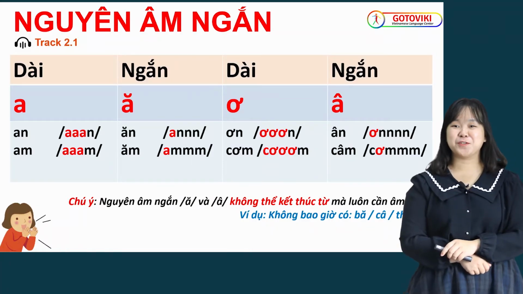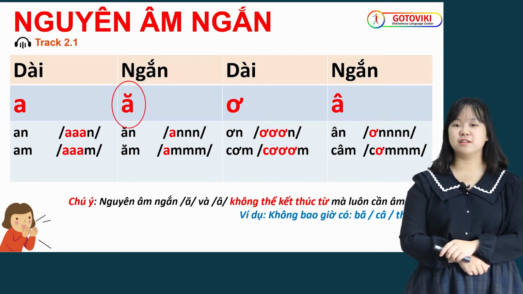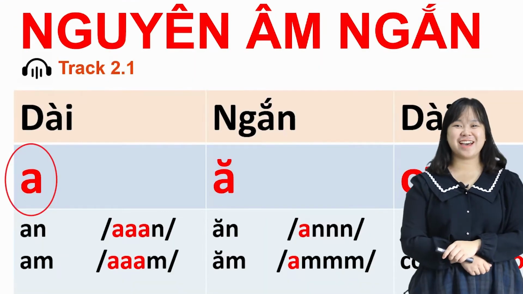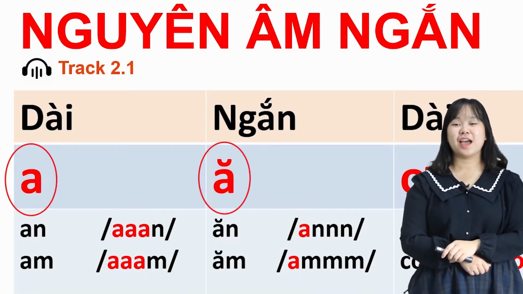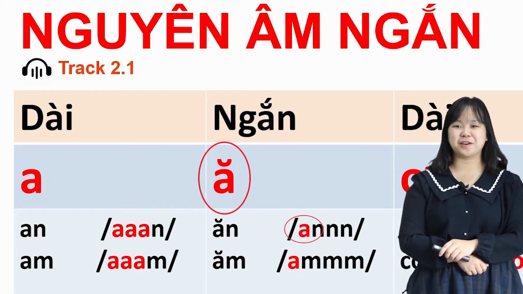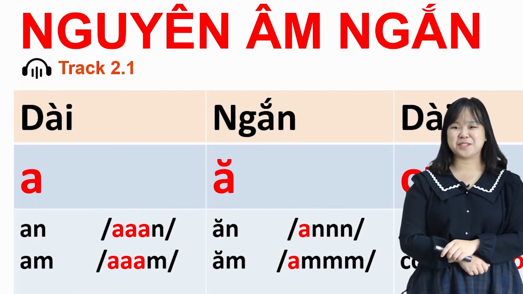Vietnamese has 2 short vowels, ă and â. Now, let's find out the first pair, a and ă. A is a long vowel, and ă is the short form of a, called a ngắn. Repeat after me. A, ă, ă, ă.